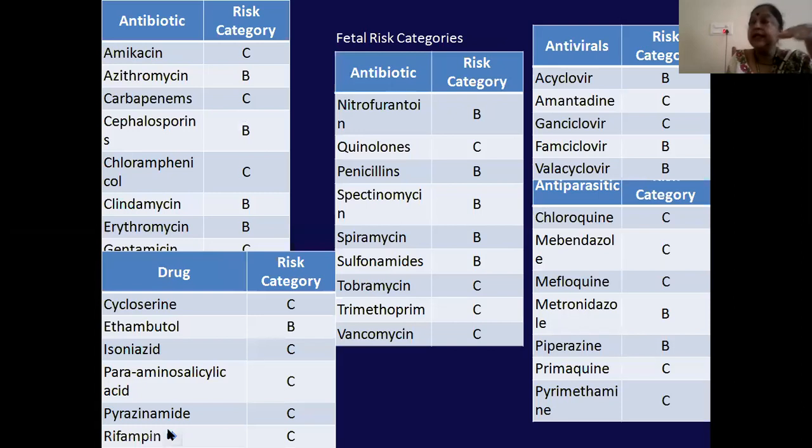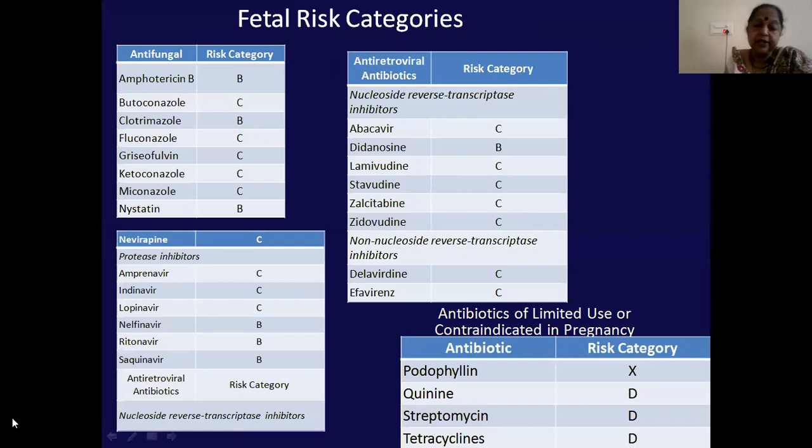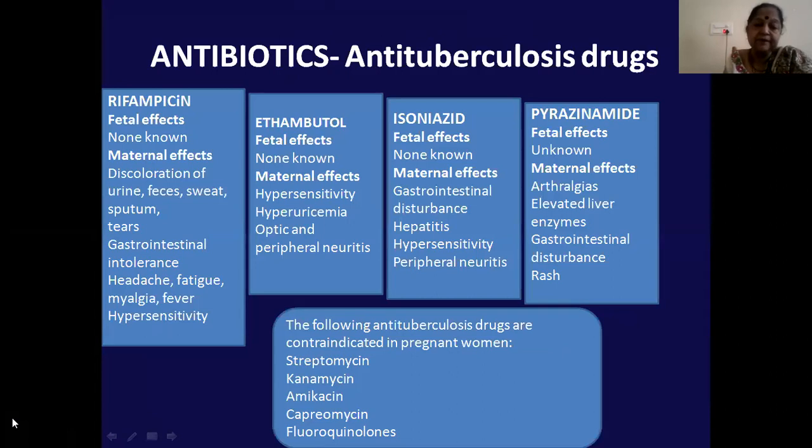So these are the categories of drugs you should know according to the risk. This is the chart of all the antibiotics which are categorized here, especially antivirals also. These are categorized. Now about the anti-tuberculosis drugs.